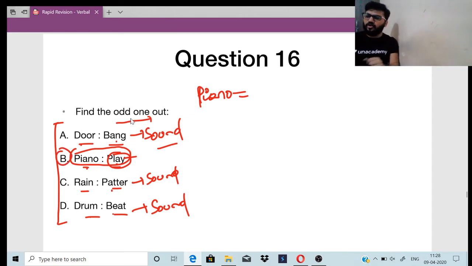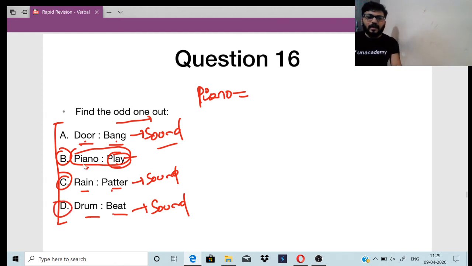You bang the door, you push the door hard, and that bang is the sound of the door. Patter, the falling of raindrops, that is the sound of rain. The beats of the drum, it is the sound of the drum.